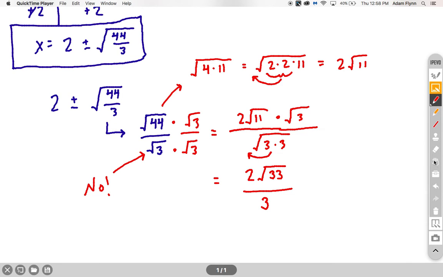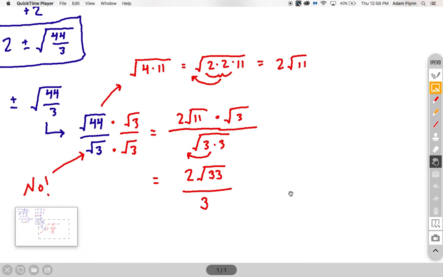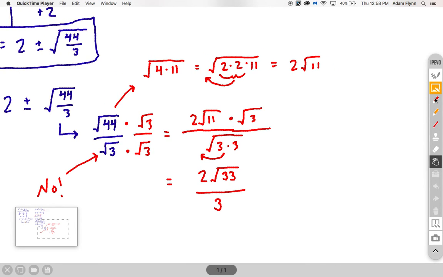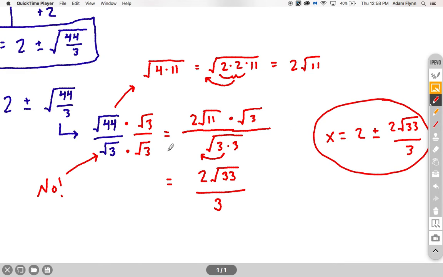So now if I move even further over here, I've got my final answer up here. I'm going to rewrite it as x equals 2 plus or minus 2 square root of 33 all over 3. So this is a good answer. Okay, that is an acceptable answer.